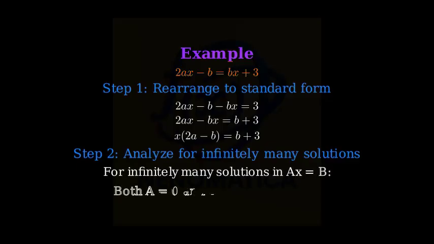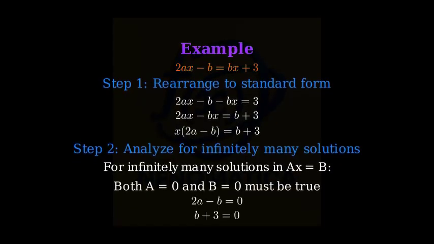For a linear equation of the form coefficient times x equals constant to have infinitely many solutions, both the coefficient of x and the constant term must be 0. So our first condition is that 2a minus b must equal 0. And our second condition is that b plus 3 must equal 0.